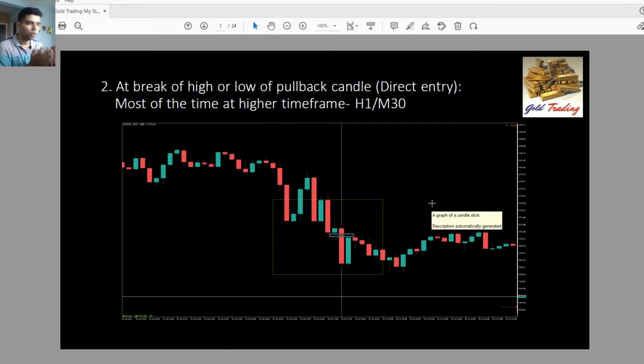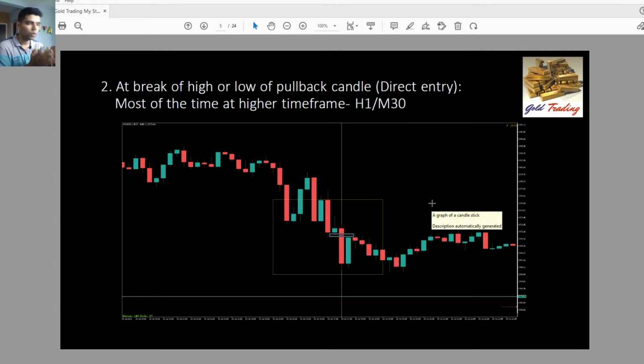Okay guys, so most of the time this happens in the higher time frame, in H1 and M30 time frame. Okay guys, this is called direct entry. Okay guys, I hope you guys are keeping up with me. So let's look at this next slide.